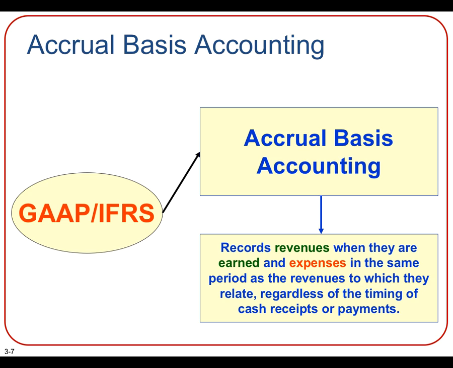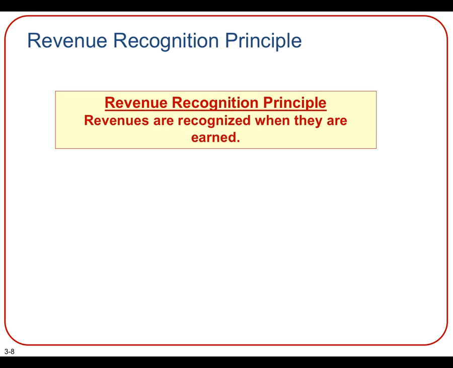So, what is accrual-based accounting? Accrual-based accounting basically means you record your revenues when they are earned, and you record your expenses in the same time period as the revenue to which they relate. In other words, the cost of doing the business should be recorded at the time when you are making your revenues. So the timing of the cash receipts or payments does not dictate when you should record your revenue or expenses. Let's go through some case examples.